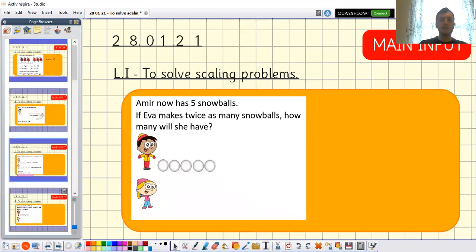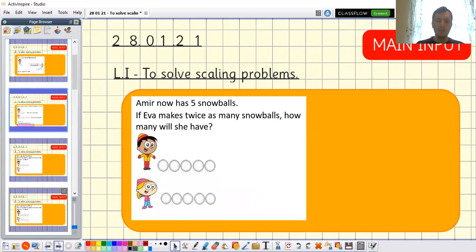Amir now has 5 snowballs. We can see them here. 1, 2, 3, 4, 5. There's Amir's 5 snowballs. If Eva makes twice as many snowballs, how many will she have? Now I know that there's 1 group of 5 snowballs that Eva's got. She needs to have twice as many, so she needs 2 groups of 5. So there's another group of 5 snowballs. She now has 2 groups of 5, or twice as many snowballs as Amir.